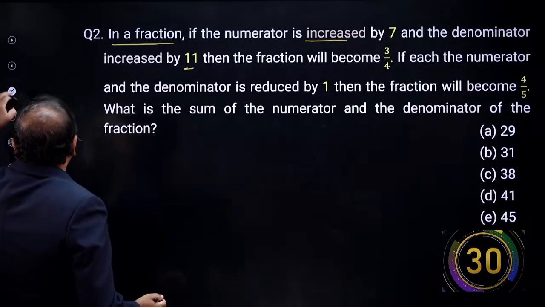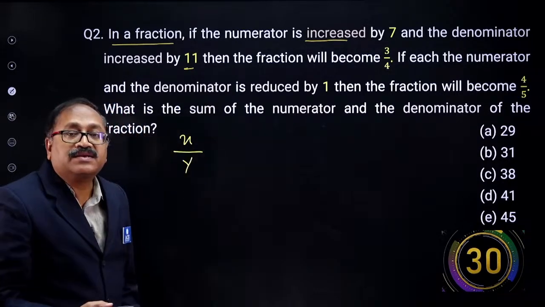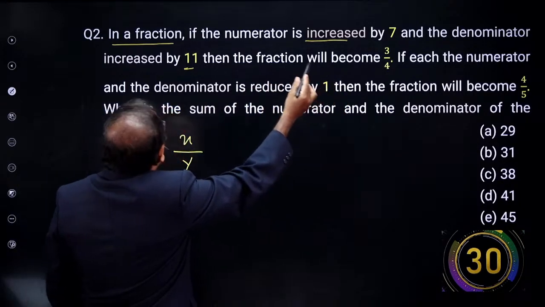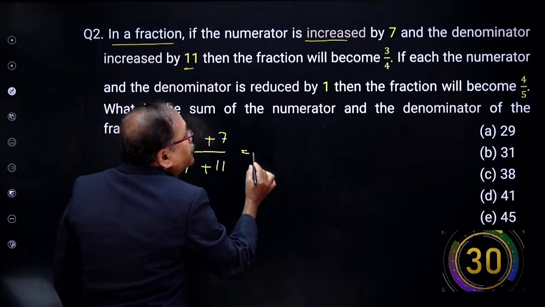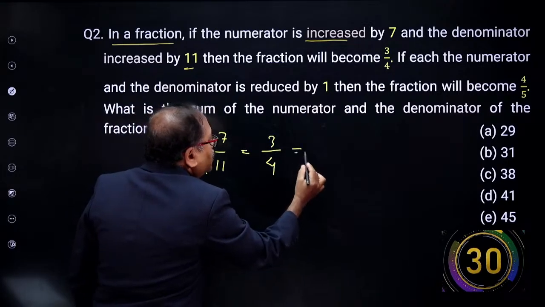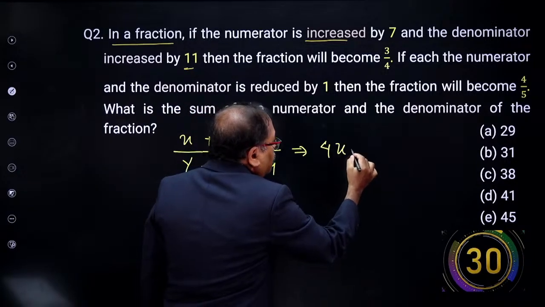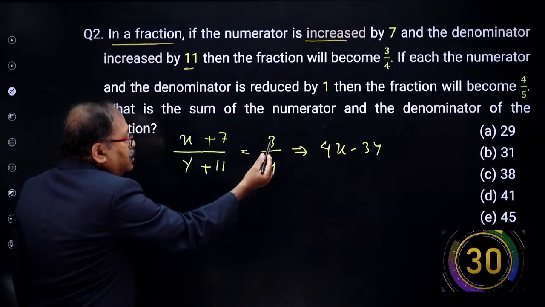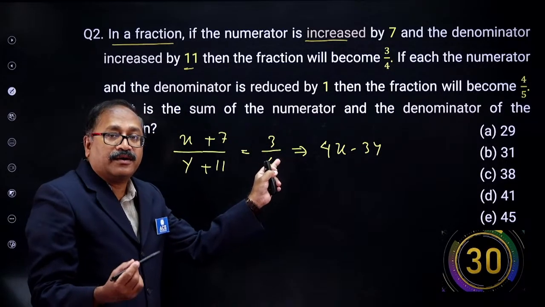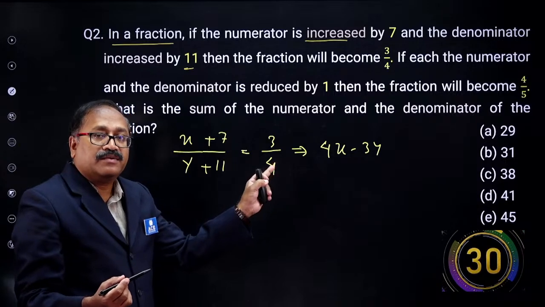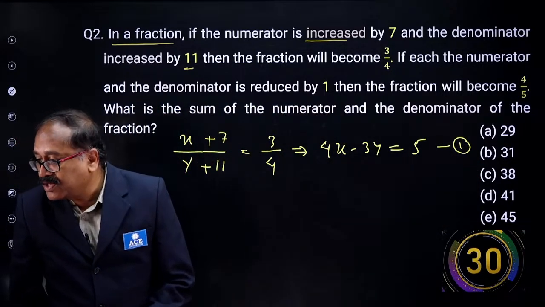Sravanti, please try to answer this question. So by default, I will consider that the fraction is x by y. Now after increasing the numerator by 7 and the denominator by 11, the fraction becomes 3 by 4. From here I am getting one equation. And what is that? This is 4x minus 3y, which is equal to 33 minus 28, when 28 goes to the other side. So how much is that? That's 5. So this is my equation 1.